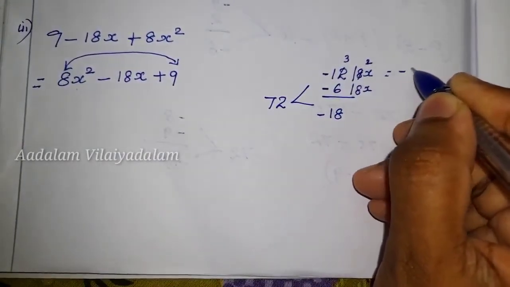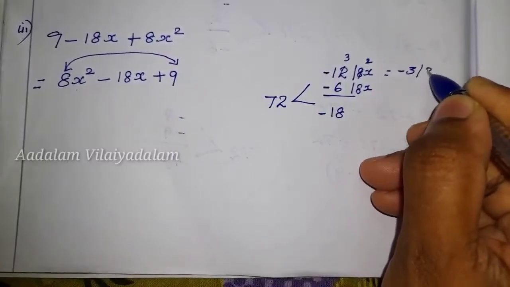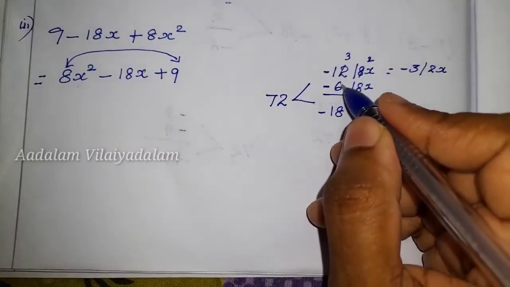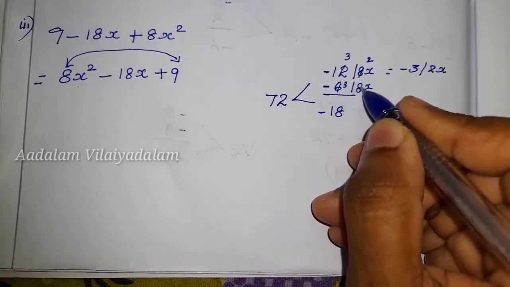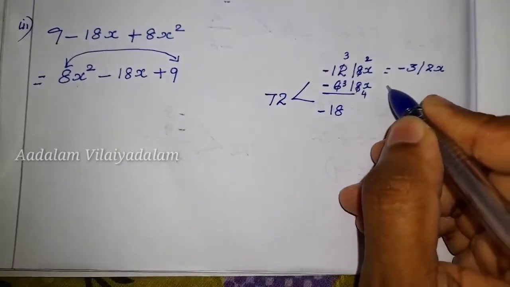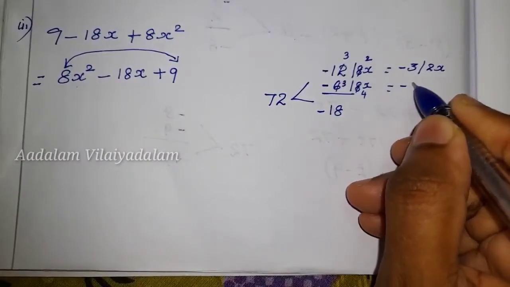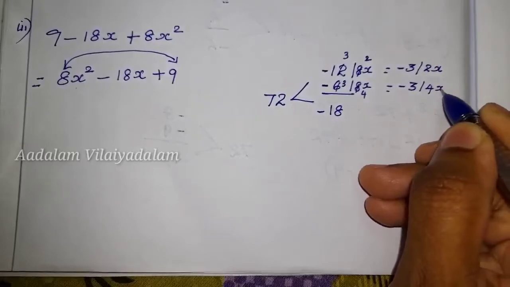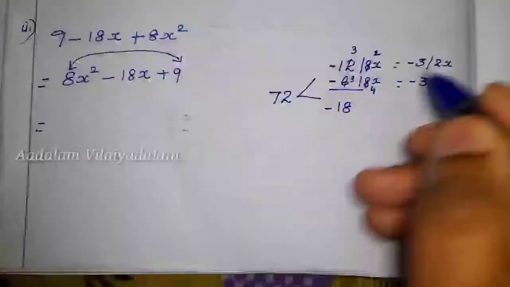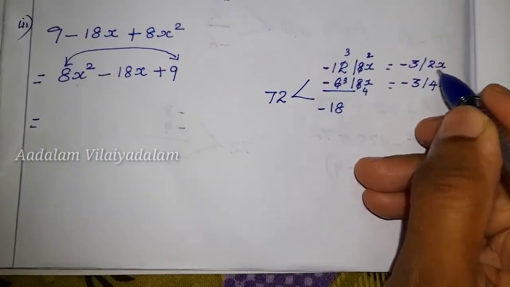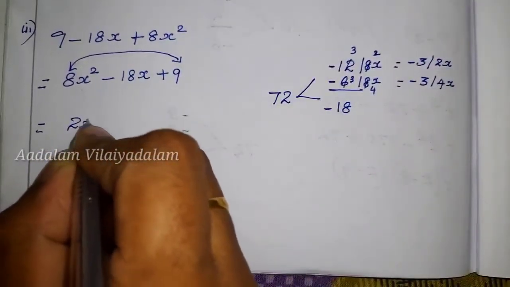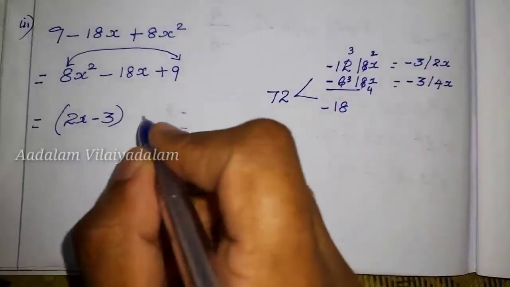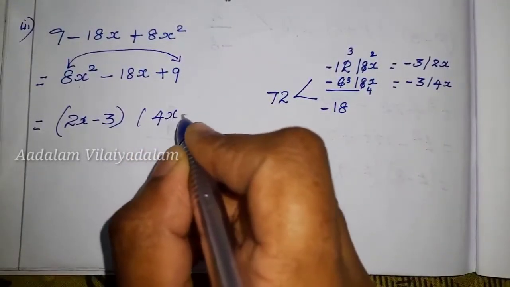The first one, minus 3 divided by 2x. Here in 2 table it is possible, 2 3s are 6, 2 4s are 8. So the remaining one, minus 3 divided by 4x. The factors are: the first factor, the denominator is 2x, 2x minus 3. The second factor is 4x minus 3.